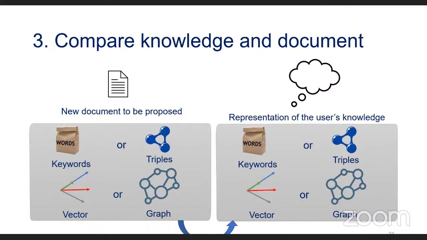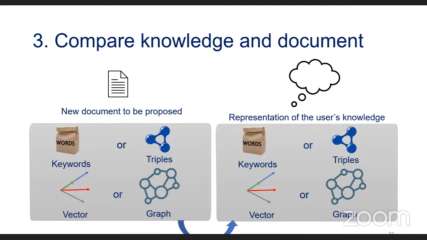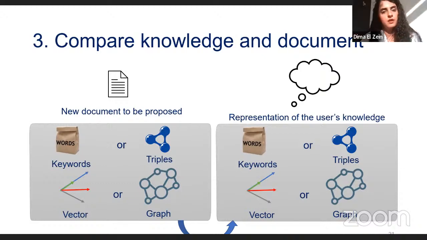Now that I am aware of the user's knowledge, it's time to personalize or adapt the search system to this knowledge. How do I do that? I have on the right my representation of the user's knowledge, no matter what it was, and I have on the left the new document to be proposed. So the user wrote a query, and I want to propose a result or a document. It's now time to decide whether I want to present this document or not. So I also extract the information inside this document, and for sure it should have the same format as the user's knowledge, and then I compare them.